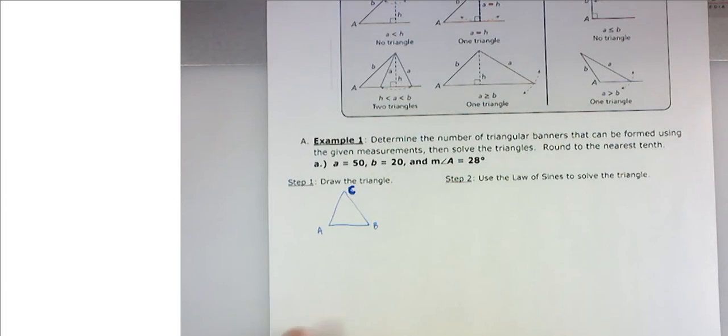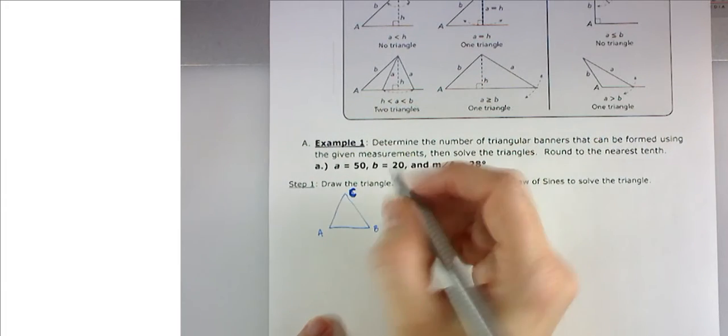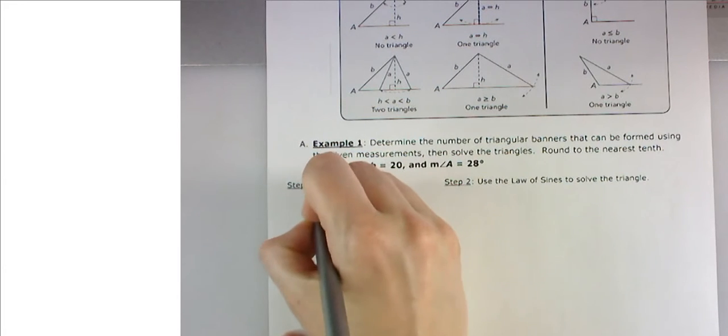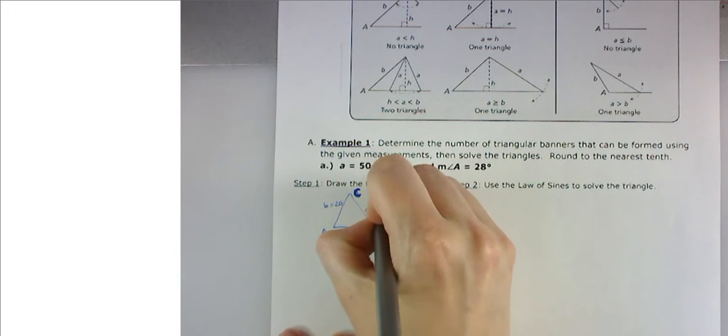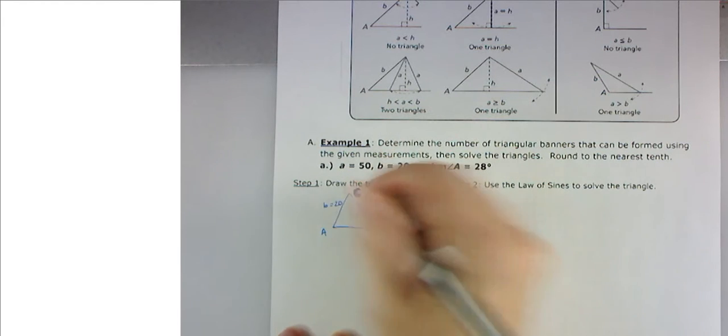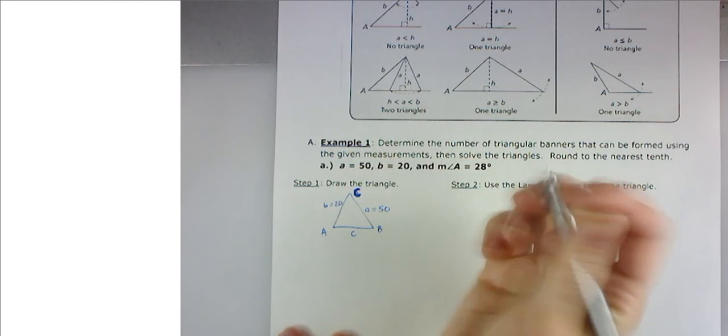So it tells me that b is 20. So this lowercase b is 20. Lowercase a is 50. And here's lowercase c. And then angle A is 28 degrees.